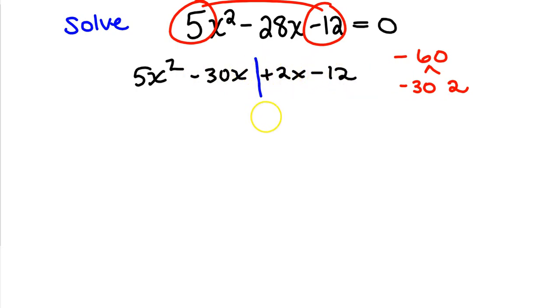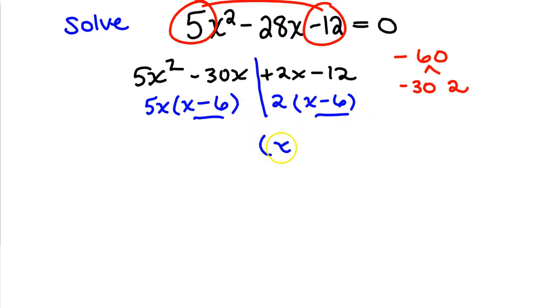From here, split down the middle. To the left of that line, what goes into 5x squared and negative 30x is a 5x. When I divide out that GCF, I get x minus 6. On the right-hand side, what goes into 2x and negative 12 is a positive 2. When I pull that out, I have x minus 6 left over. Now from here, these two are the same. I write it once. And then my other factor is 5x plus 2.